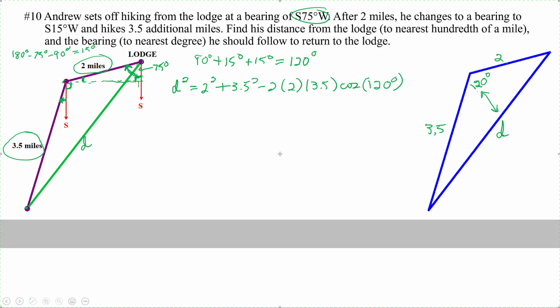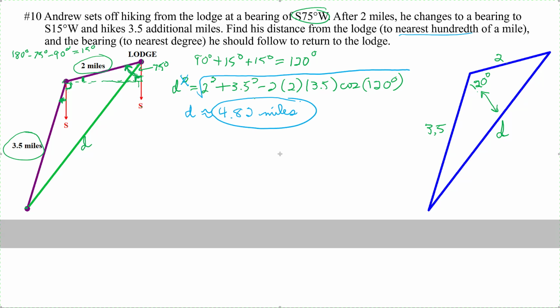And we can take the square root there. If I take the square root of the left side, I get D. If I take the square root of the right side, I plug that into a calculator, and I find the distance, rounding to the nearest hundredth of a mile, is approximately 4.82 miles. So at this point, Andrew is about 4.82 miles from the lodge.